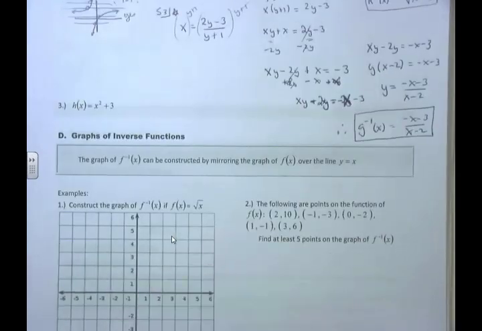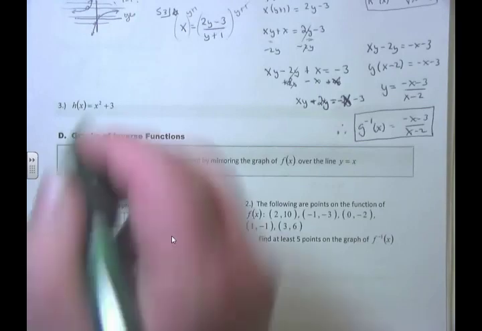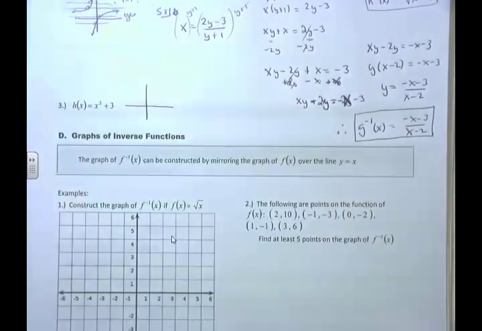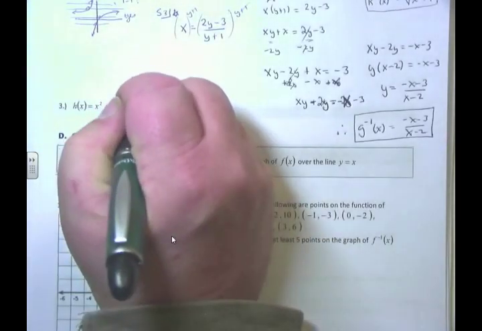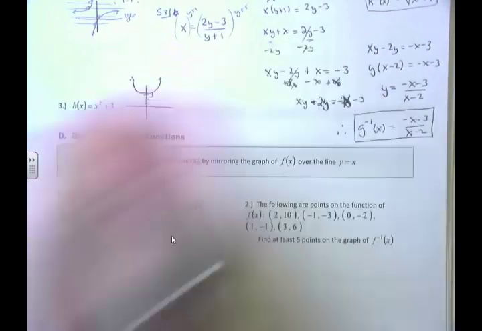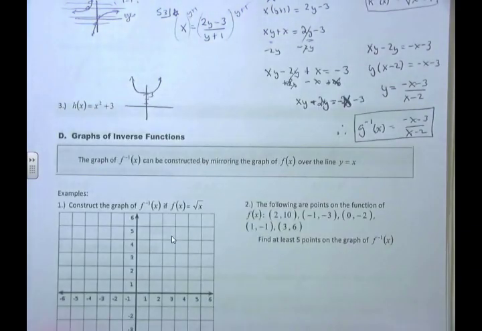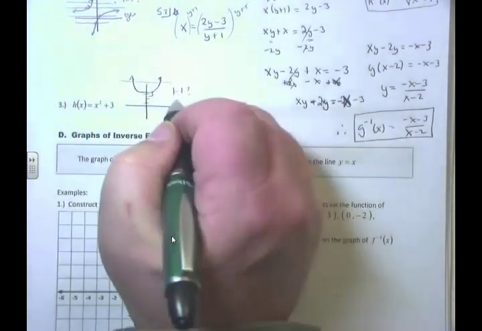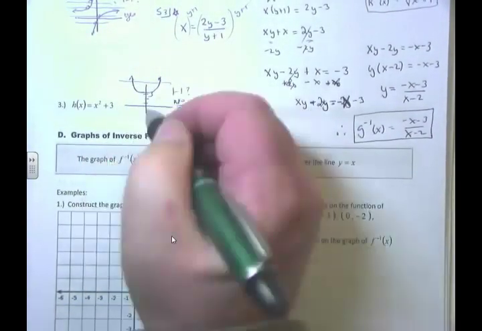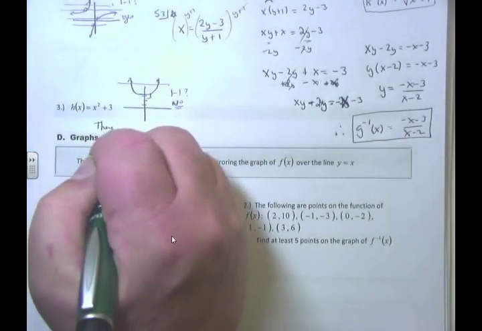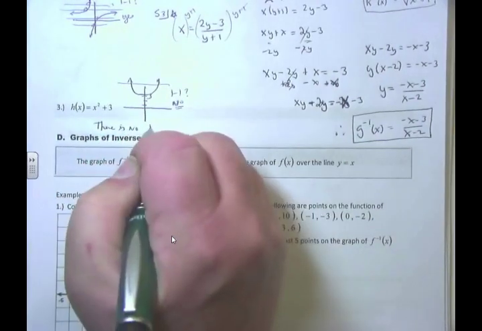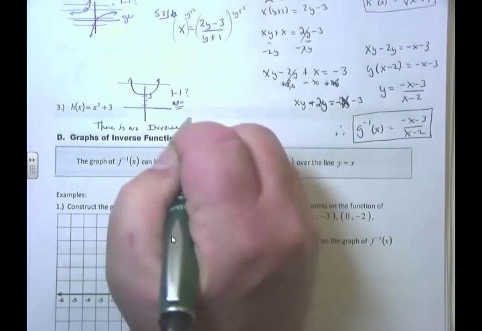Look at number 3. Again, find the inverse function if it exists. H of x equals x squared plus 3. So what does that look like? That's a parabola shifted up 3 units. There it is. Okay? Is it 1 to 1? No, it's not. So therefore, your answer is this. Because it's not a 1 to 1 function, there is no inverse function.